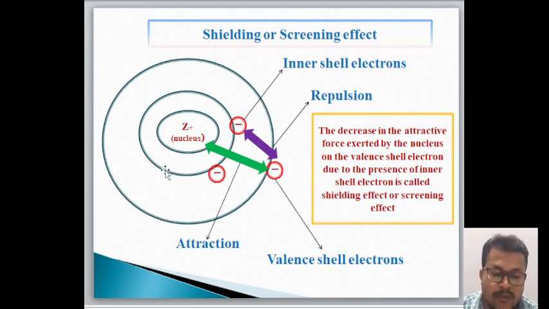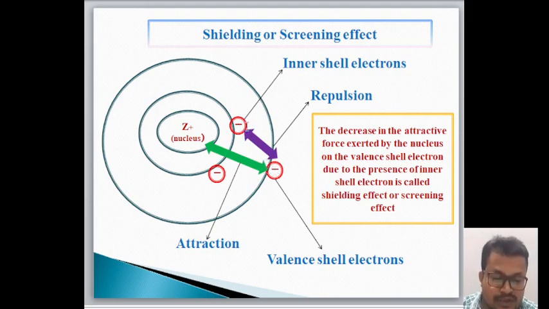We know that opposite charges attract and like charges repel each other. Since the nucleus has a positive charge, there will be a force of attraction between the nucleus and the negatively charged electron. Similarly, the electron present in the outermost shell, that is, the valence shell, also experiences a force of attraction from the nucleus. At the same time, since this electron and that electron are both negatively charged, they are similar in charge, so there will be a force of repulsion between these two electrons.